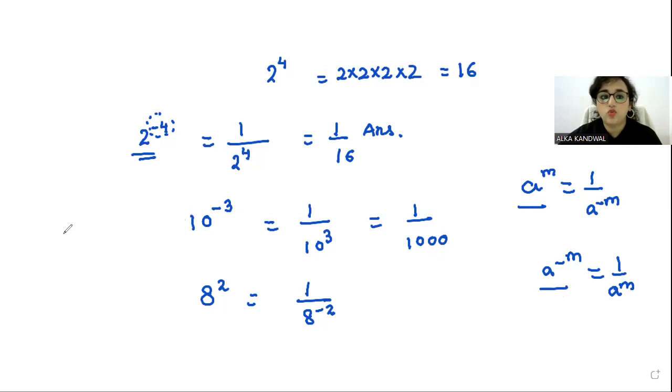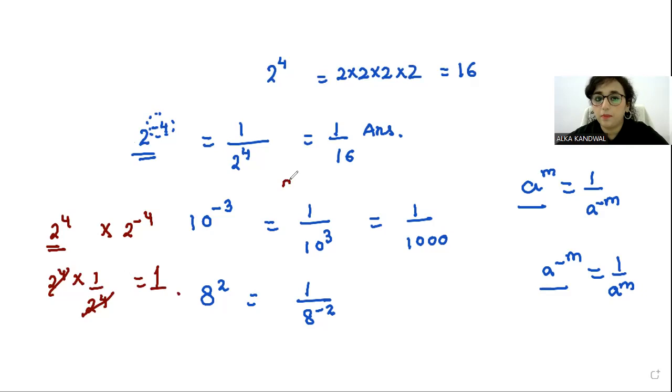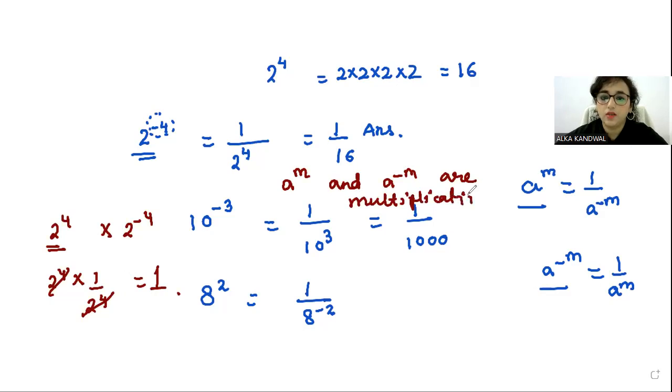अब जैसे मैंने बोला 2 to the power of 4, रैशनल नंबर्स में भी हमने किया था. 2 to the power of 4 का मल्टीप्लिकेटिव इनवर्स क्या होगा? 2 to the power of -4. Why? Because when we multiply 2 to the power of 4 into 2 to the power of -4, we are getting the result as 1. So always remember a to the power of m and a to the power of -m are multiplicative inverse of each other. ठीक है? Multiplicative inverse of each other.